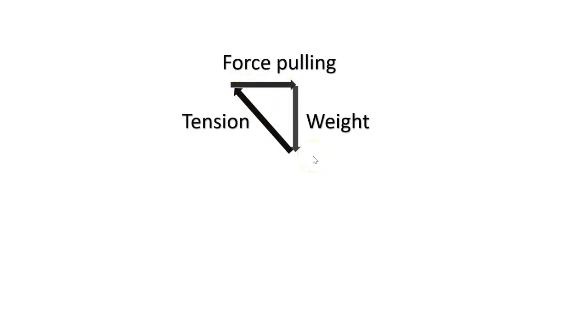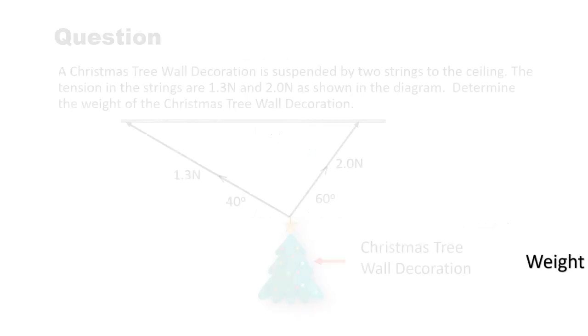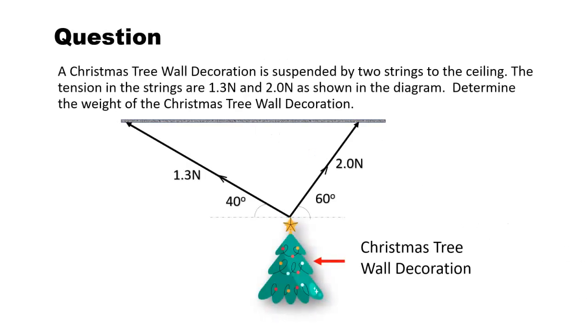Now let's look at how we can use the knowledge that we have just learned to solve everyday life questions. We have here a Christmas tree wall decoration, suspended by 2 strings tied to the ceiling. The tension in the strings are 1.3 Newton and 2 Newton as shown in the diagram. Determine the weight of the Christmas tree decoration.